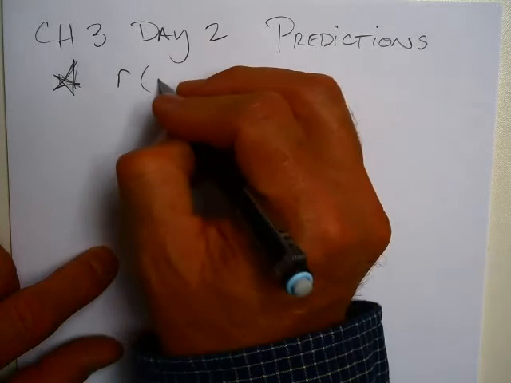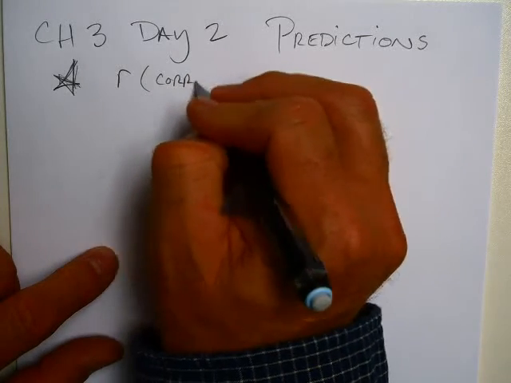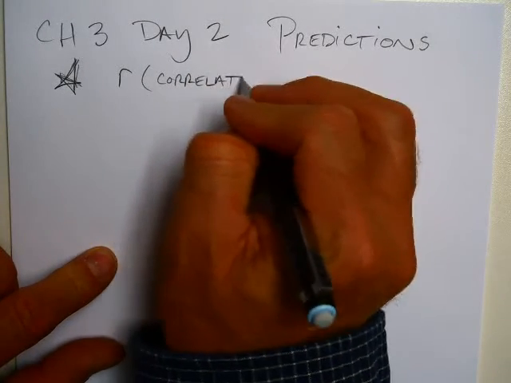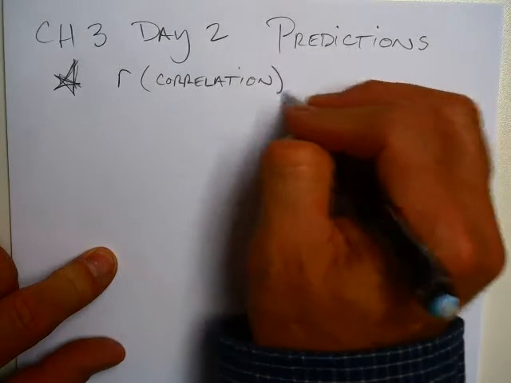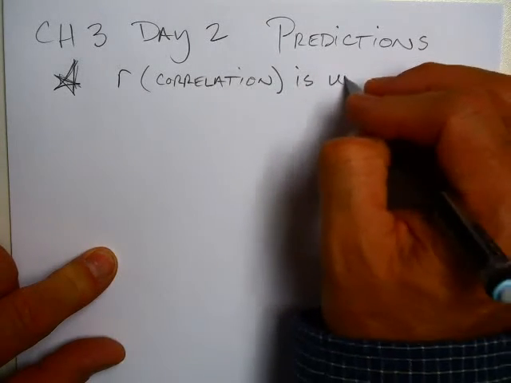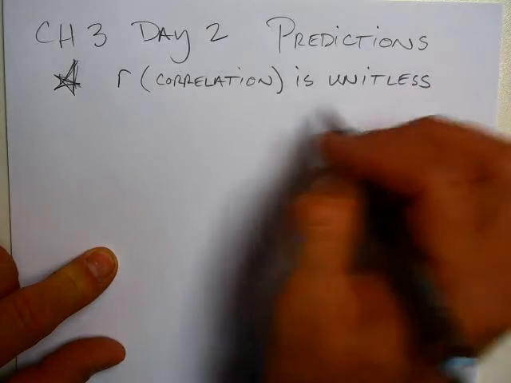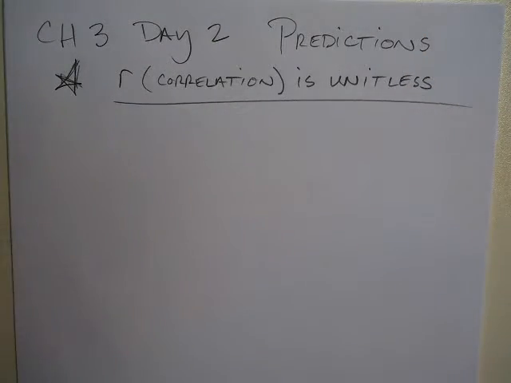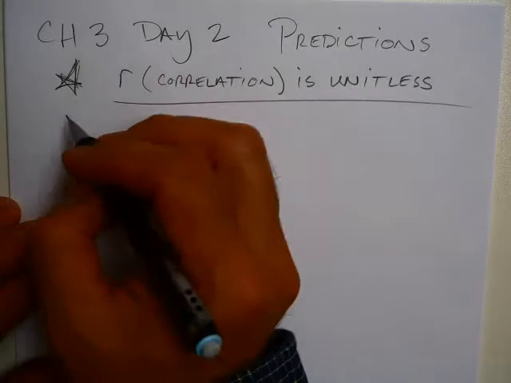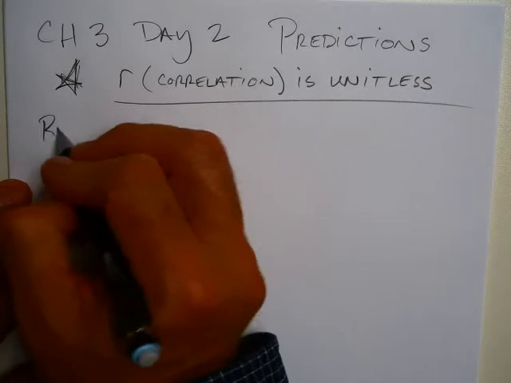R, our correlation, is unitless. And I've seen more than a few problems that ask that question in previous curriculums and tests and stuff like that. R is unitless.